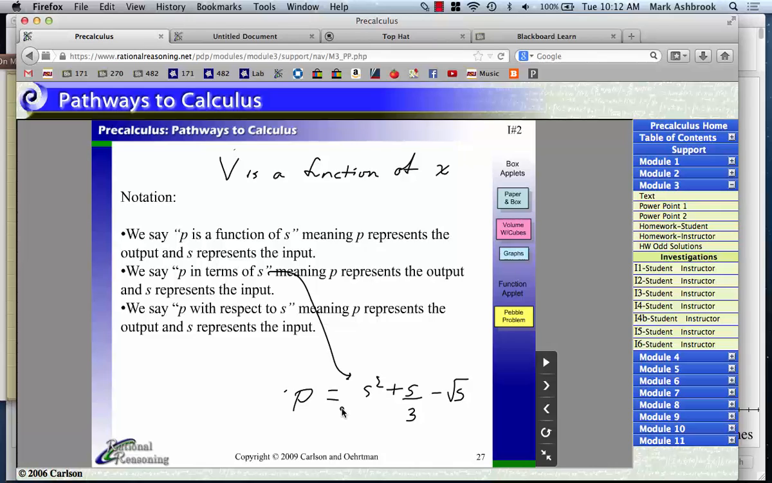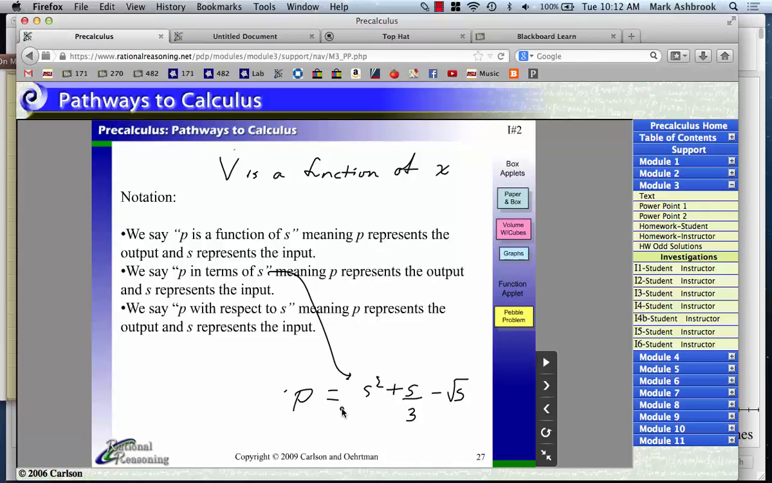P with respect to S. That's another way we can talk about functions. Again, the output here is P with respect to the input of S. So, you might conclude that any way you phrase it, the output will always come first. In these three phrases, yes, the output is always P and the input is always S.